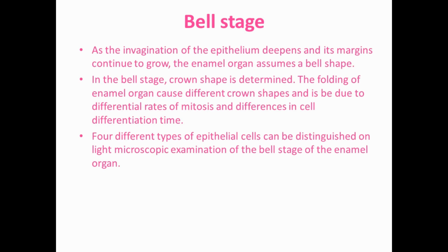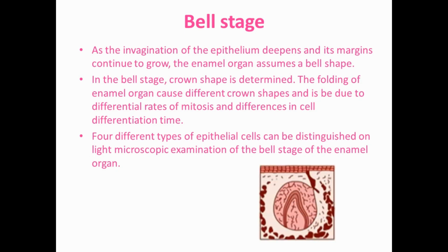Bell stage. As the invagination of epithelium deepens and its margin continues to grow, the enamel organ assumes a bell shape. In the bell stage, crown shape is determined. The folding of enamel organ causes different crown shapes and is due to differential rate of mitosis and differences in cell differentiation time. Four different types of epithelial cells can be distinguished from light microscope examination of the bell stage of the enamel organ.